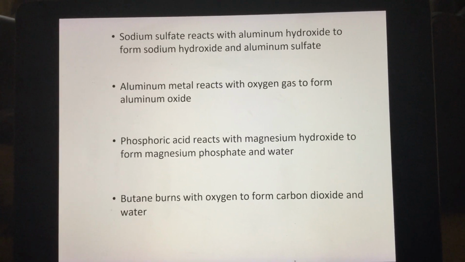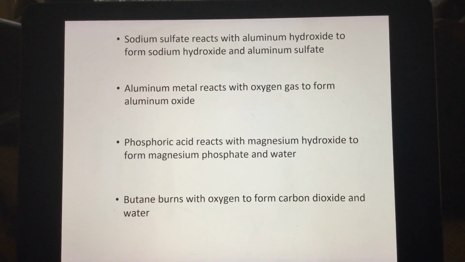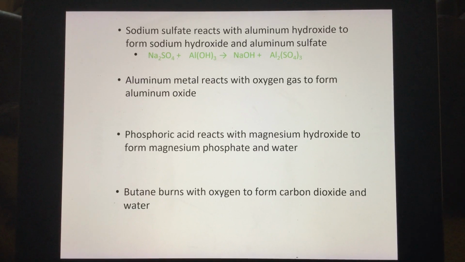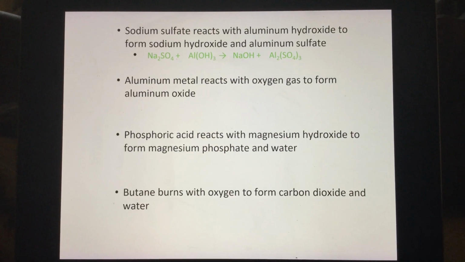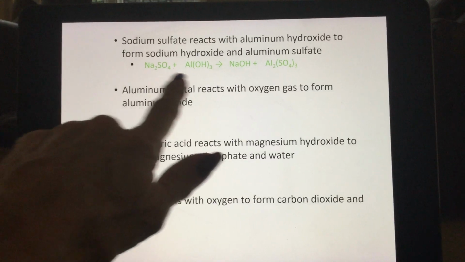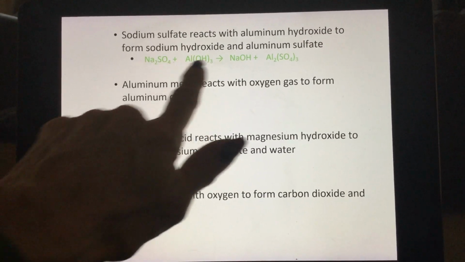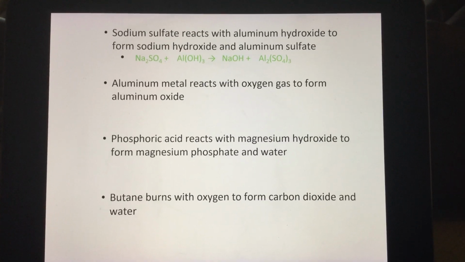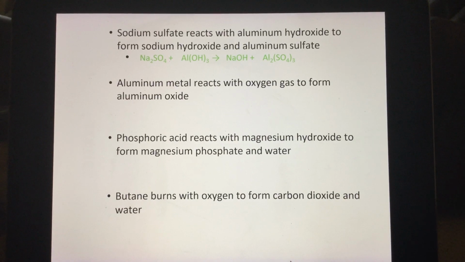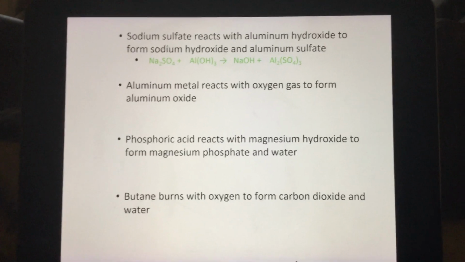So here's what we call the skeleton equation, just writing out the reactants and products before it's balanced. So that sodium sulfate's Na2SO4 reacting with aluminum hydroxide, so Al(OH)3. So those are our two reactants right there. And again, I've got my formulas written out correctly. And then our products, sodium hydroxide and aluminum sulfate. And again, I always want to make sure my formulas are correct. Otherwise, it's going to be pretty tricky to balance.